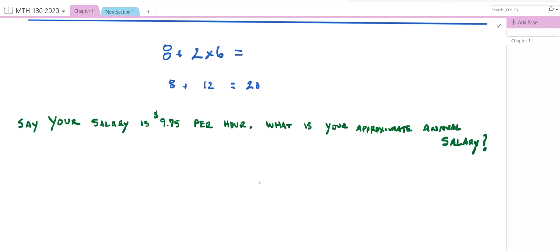Well, what we need to do is figure out what we're trying to do here. As we look at this problem, I'm given that my salary is expressed as some amount of money per hour. But the problem that I want to answer is the amount of money I make in a year, my annual salary. Okay, so we figured that out. So the next thing I need to do is look here and make a decision. Is there enough information to solve this problem or not?